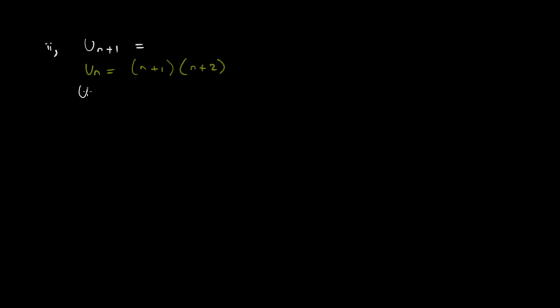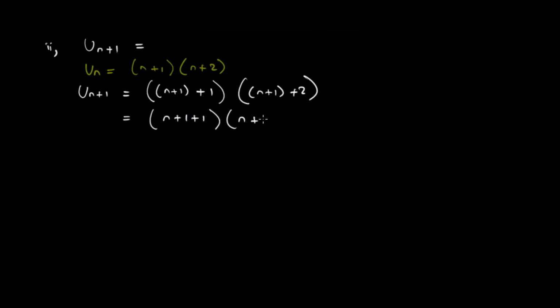So un plus 1 will be equal to, wherever there is n, we put n plus 1. So we open brackets to replace or substitute n with n plus 1, and we get n plus 1 plus 1 times n plus 1 plus 2, like this. So a simple evaluation there gives n plus 2 times n plus 3, like that. So that is what we are getting there.